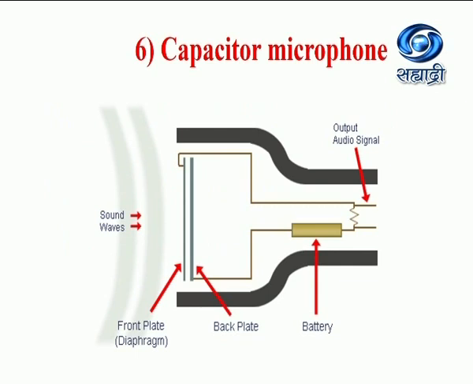So the next transducer is basically a capacitive transducer. This is the application of capacitive transducer, that is the capacitor microphone. It is also called a mic. So this is the structure of the capacitor microphone, where a front plate, that is the diaphragm, is used. Then there is one back plate. One battery is connected inside that mic with the resistor.